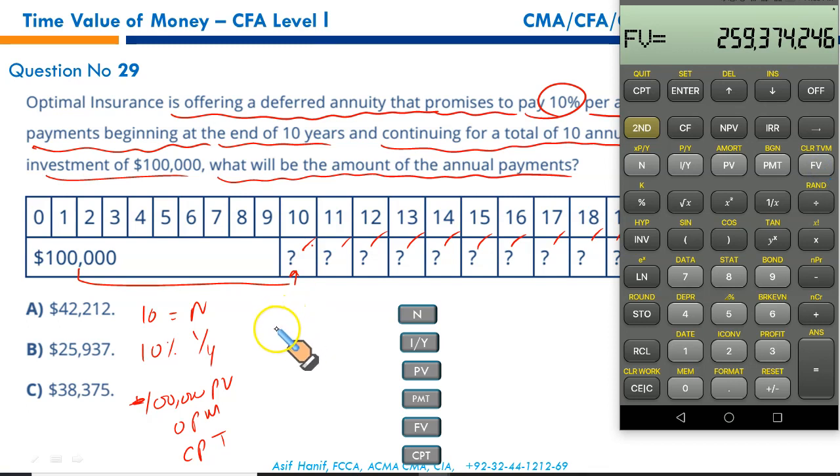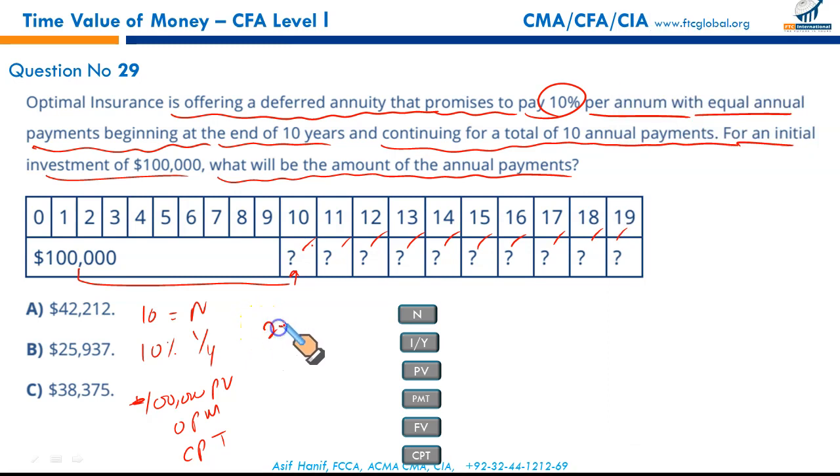259,374. Let us write it down. 259,374.246. Simplify, 0.25. Now, gentlemen, this is the single payment we invested in year 0, and at the end of the 10th year, this is the value. Now, what does the next part of the question say?